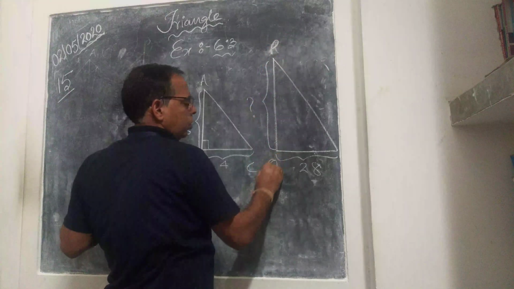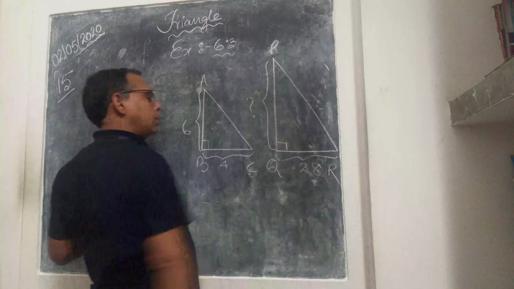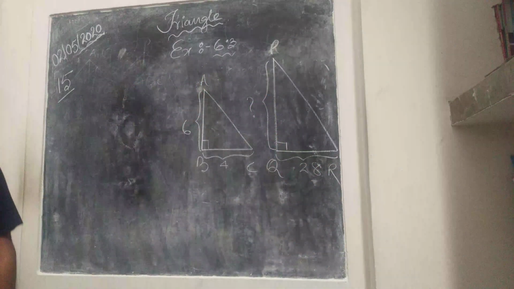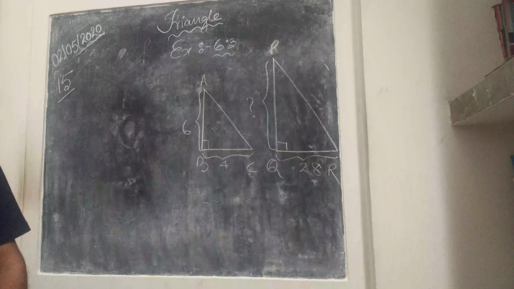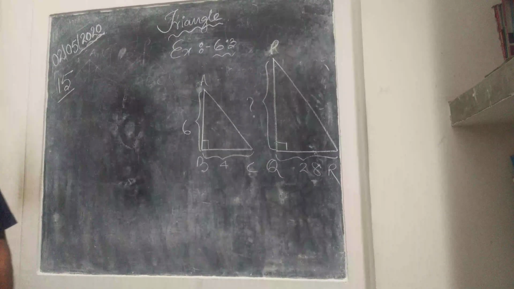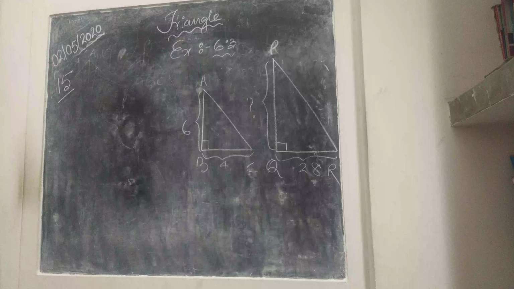P, Q and R. This is also 90 degree. Now we'll do by using that similarity criteria. So see, a vertical pole of length 6 meter cast a shadow of 4 meter long on the ground, and at the same time a tower cast a shadow of 28 meter long. Find the height of the tower.